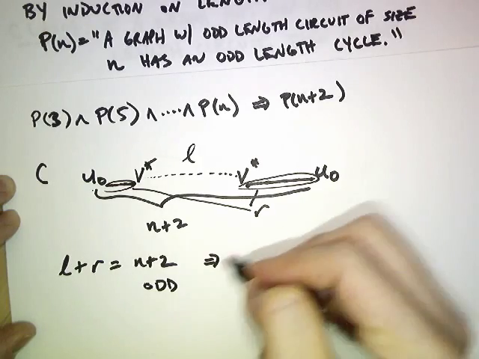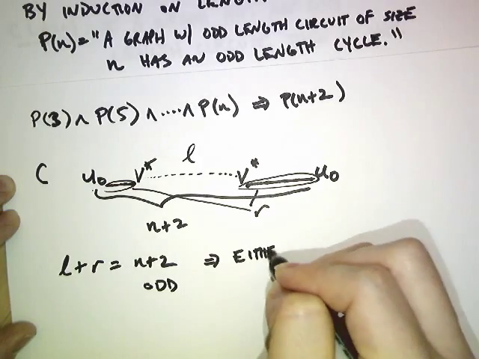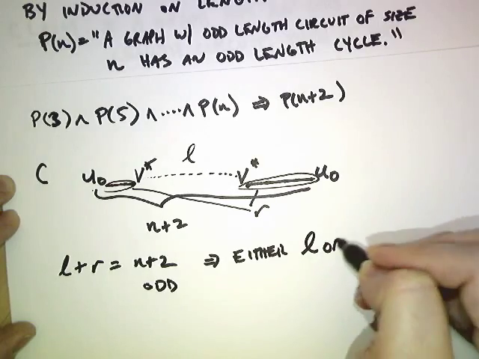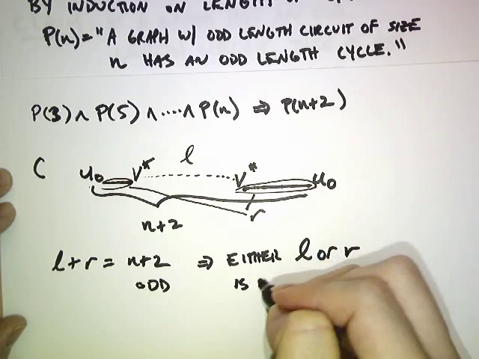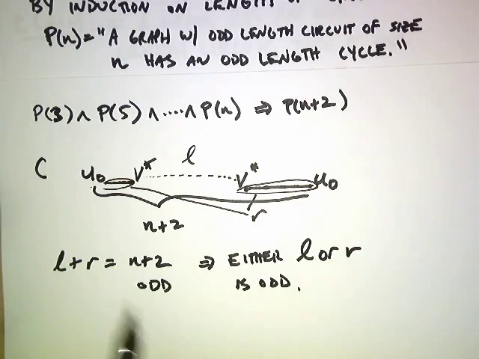So this implies that either L or r is odd. Why is that? Well, if both L and r were even, then n plus 2 would be even. So either L or r is odd.